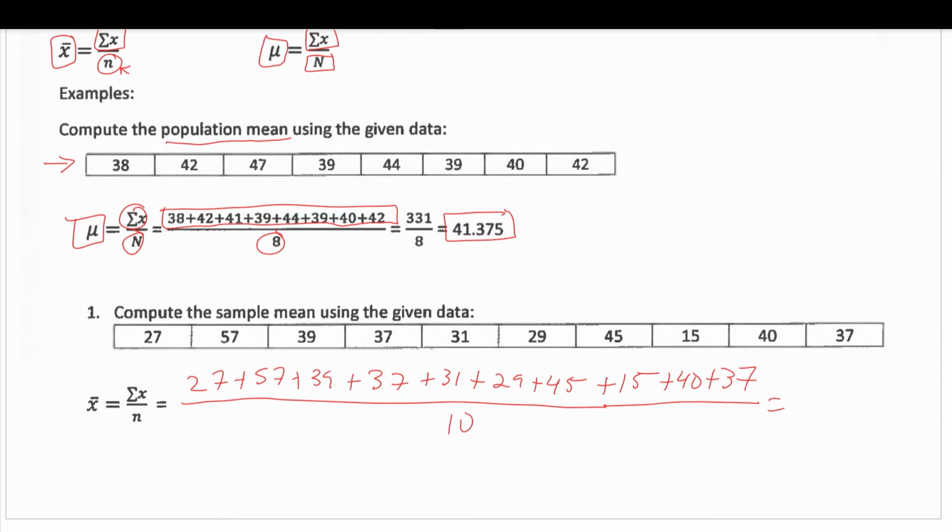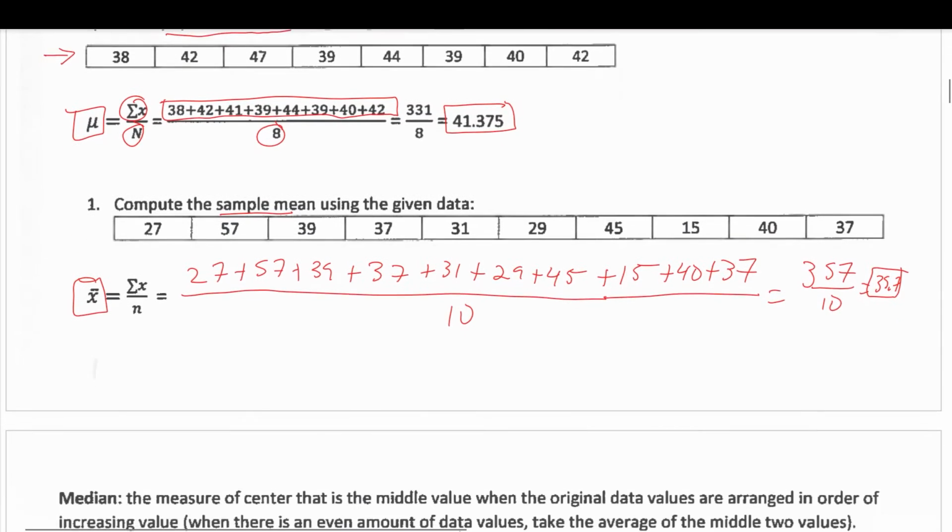Okay, if you add up all these values, you get 357. Divided by 10 gives you 35.7. Okay, that is the mean. And they did mention it was a sample mean, but again, the calculation is done the same way.